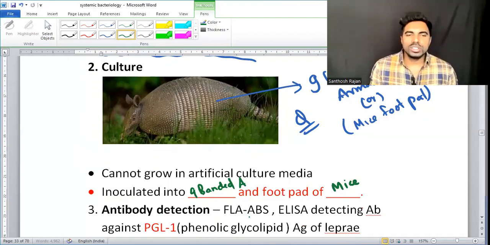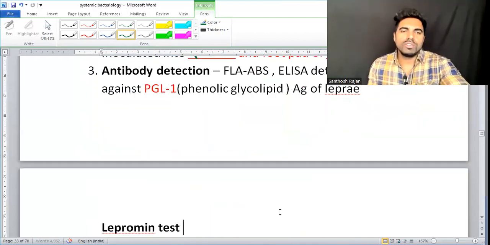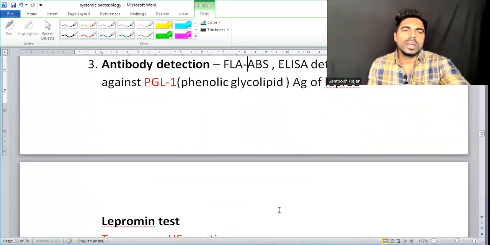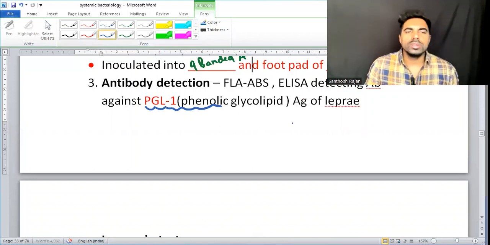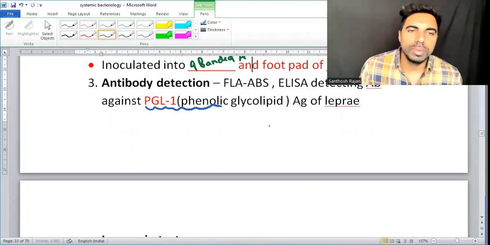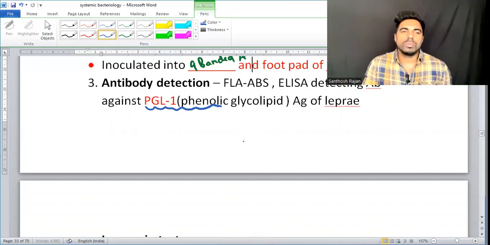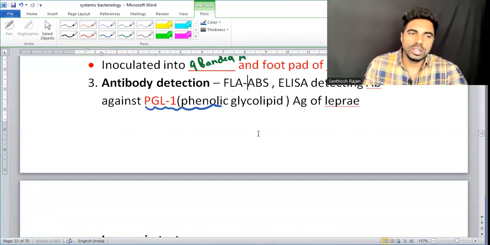Now antibody detection is not much used. You're checking for antibody detection by ELISA method, especially using the phenolic glycolipid antigen. You're detecting this antigen of leprae by using the ELISA test. The antibody which is formed against it is not that significant.